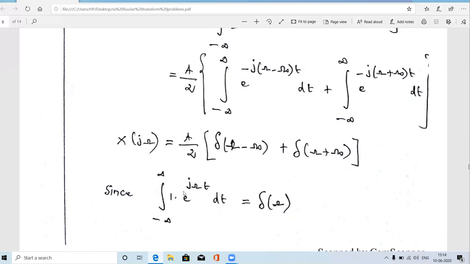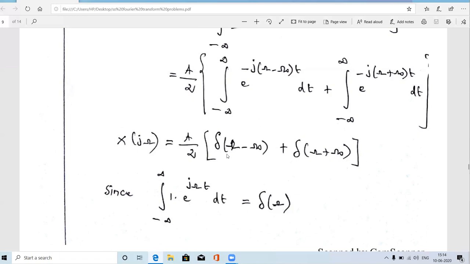Okay, so 1 means DC signal, del means unit impulse. If you take the Fourier transform of the impulse signal, we will get 1. Similarly, if you take the Fourier transform of the DC signal, we will get an impulse spectrum. So these two are said to be a Fourier transform pair. That's why we get x of j omega equal to a by 2 del of omega minus omega naught plus del of omega plus omega naught.